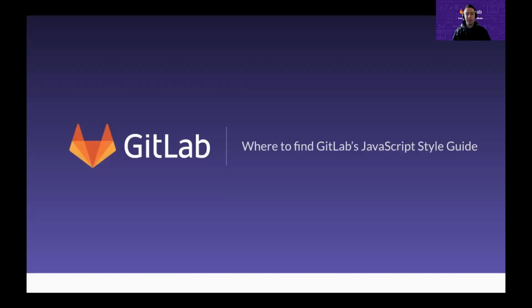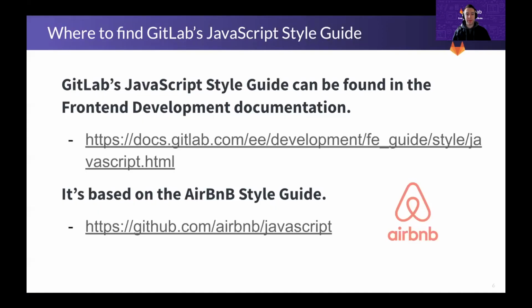Where to find GitLab's JavaScript style guide. GitLab's JavaScript style guide can be found in the front-end development documentation. A link has been provided to this below. It's based on the Airbnb style guide, which is extremely extensive and covers almost every topic you can think of.